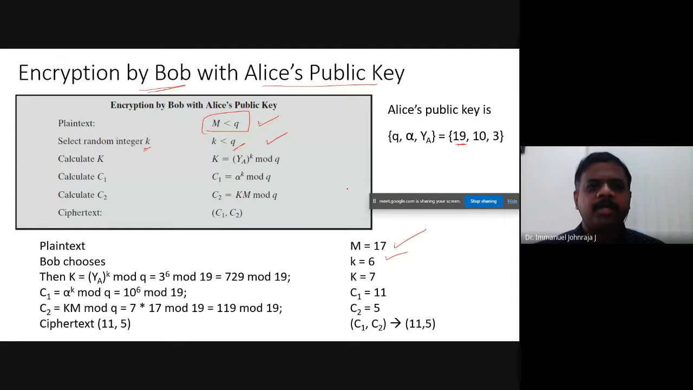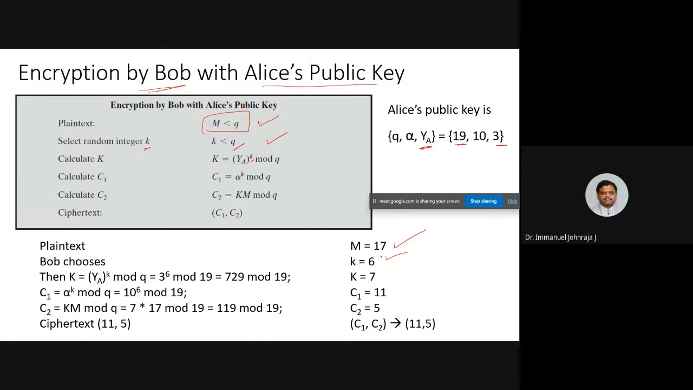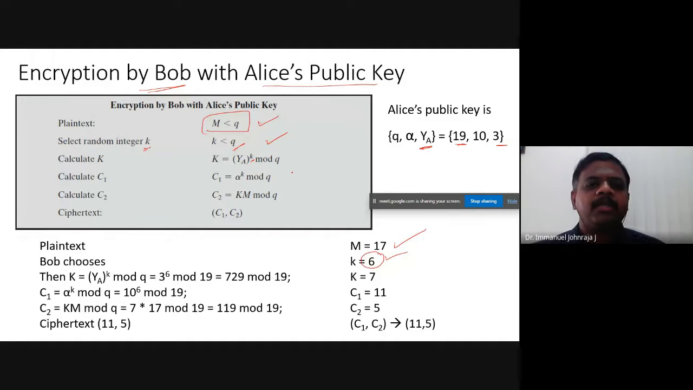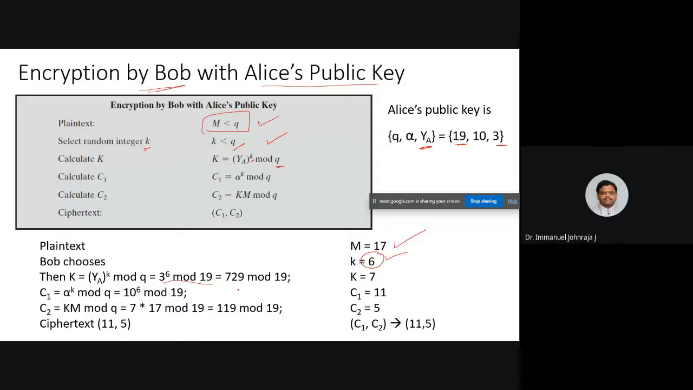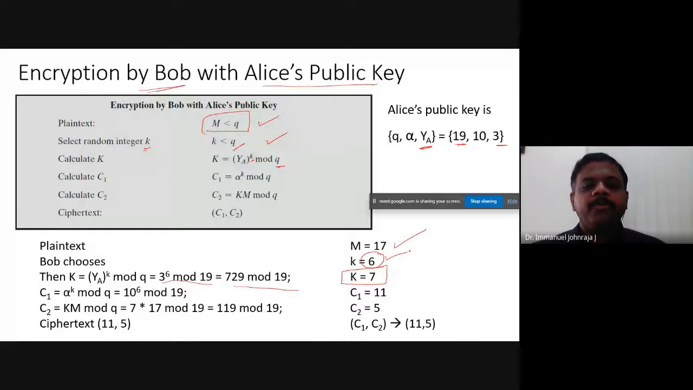Then he calculates a value called capital K. How does he calculate it? Very simple: YA power k mod q. What is YA? It comes as part of the public key, and YA is 3. What is small k? Which you have just chosen, 6. And then mod q, where q is 19. So 3 power 6 mod 19, that is 729 mod 19. So capital K is calculated as 7.